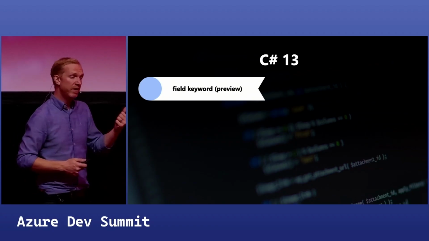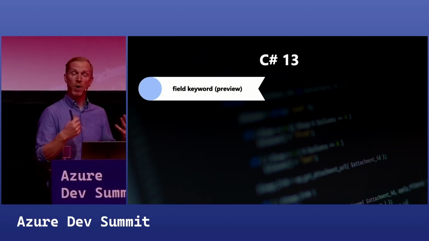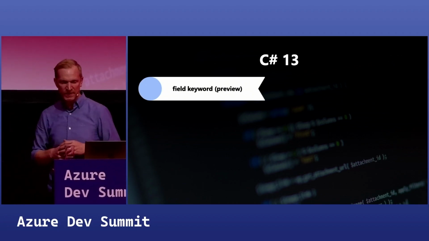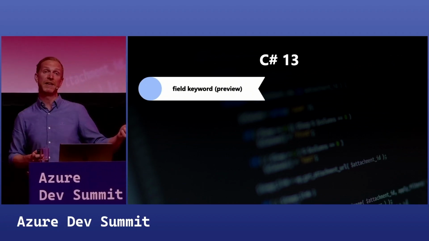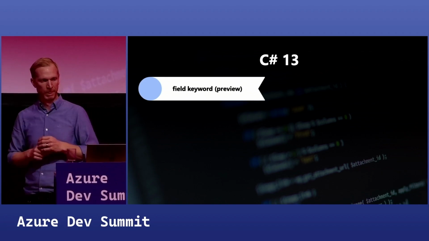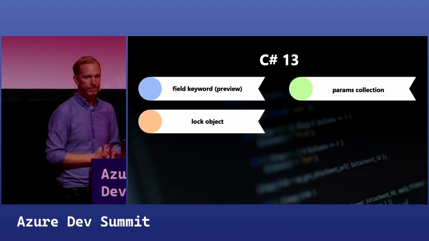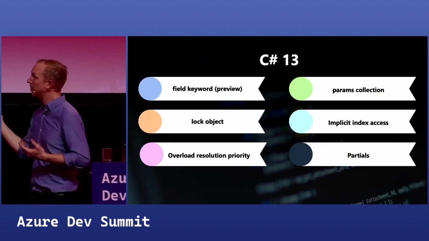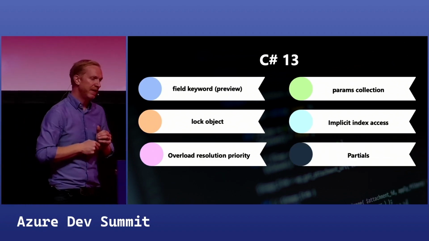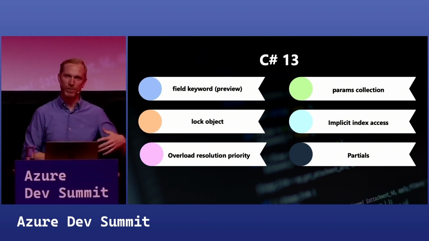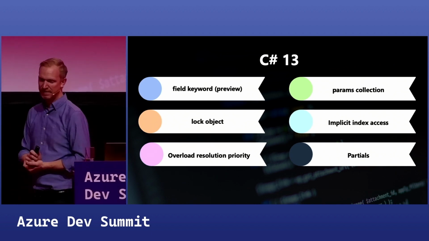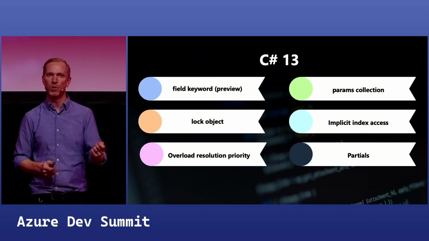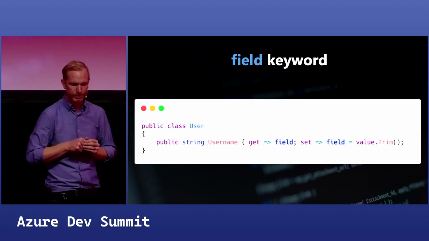So one, they've introduced a preview feature that you can opt into if you're on an older version of Visual Studio or the current version of Visual Studio. The field keyword allows you to reference the backing field of an auto property. There's params collections. There's a new lock object, implicit index access, overload resolution priority, more partials. In C# 14, they're going to add partials for more things, like partial constructors and partials anything. And this is to make it easier for source generators to create code that's more suitable for your applications.